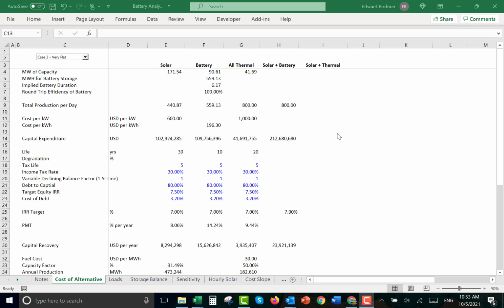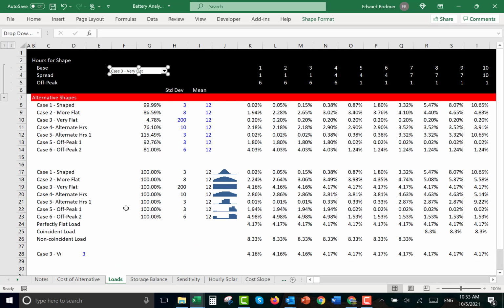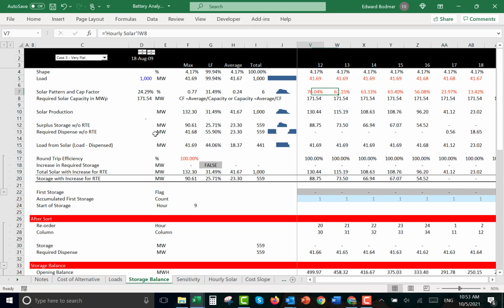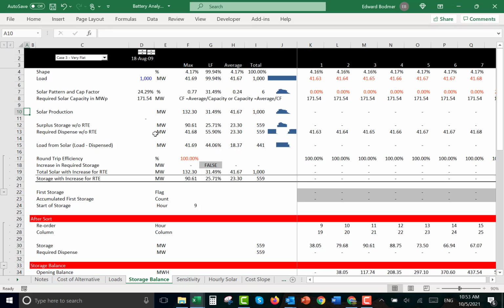All right, this is part 2 of the battery analysis. In this part, rather than going through the load shapes and how big a battery we need to combine with solar power to meet different sorts of load shapes. By the way, of course, you could have done this for wind as well. And remember, we did this only for one single hour.